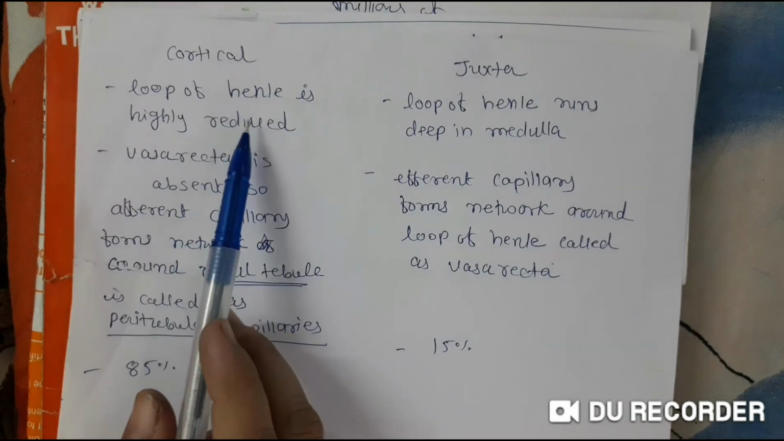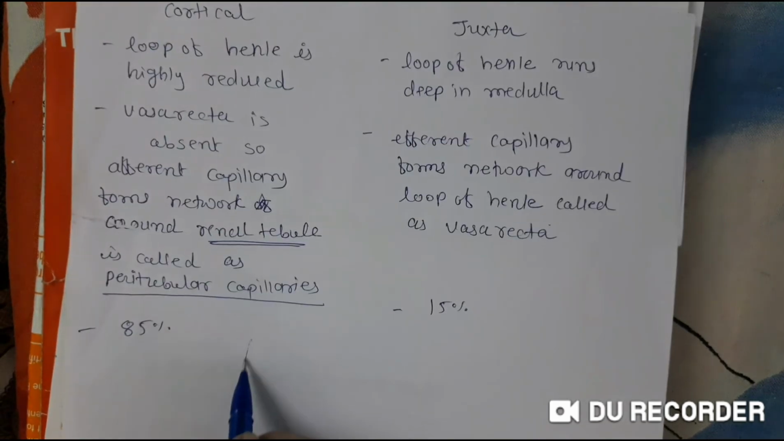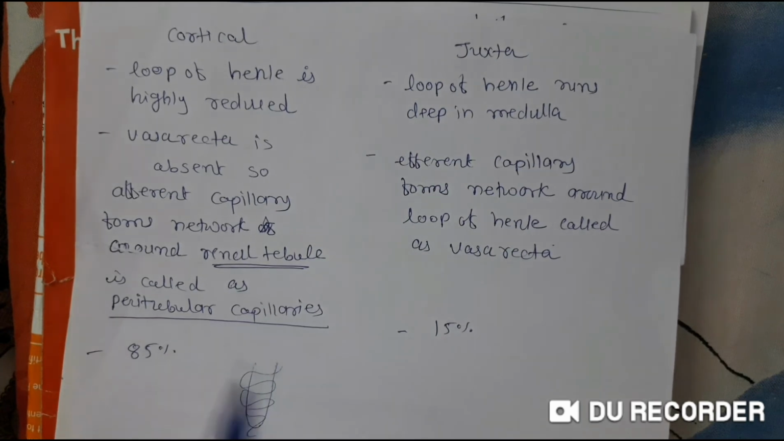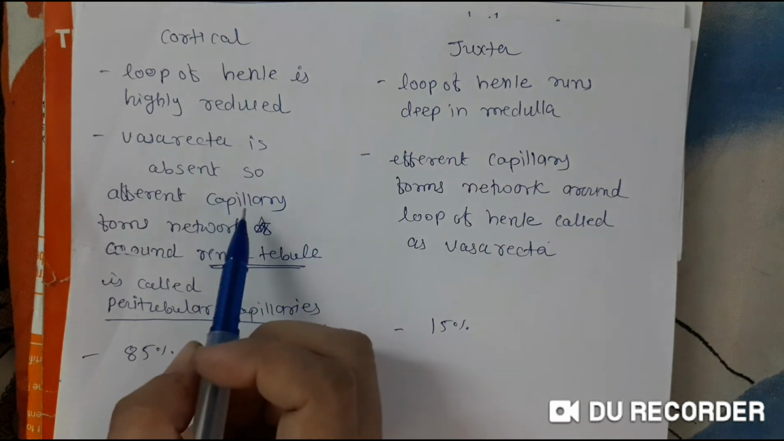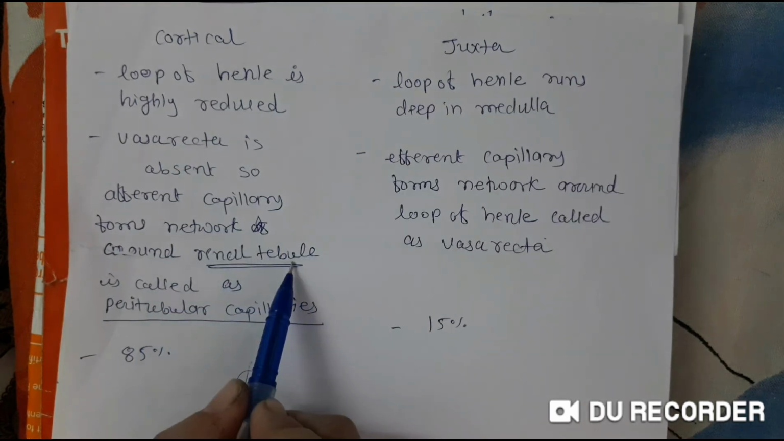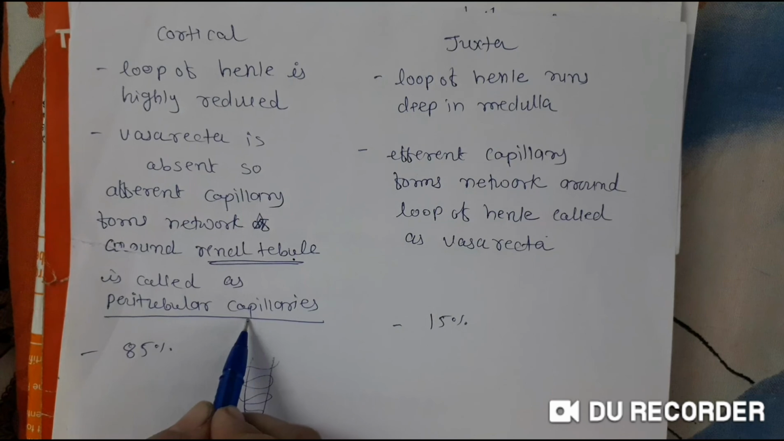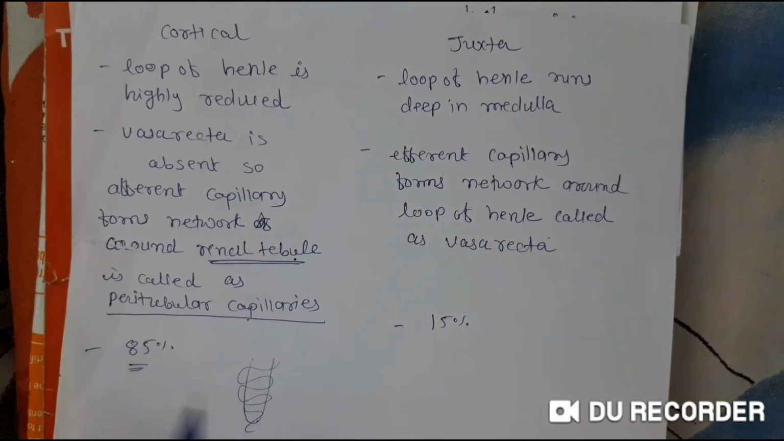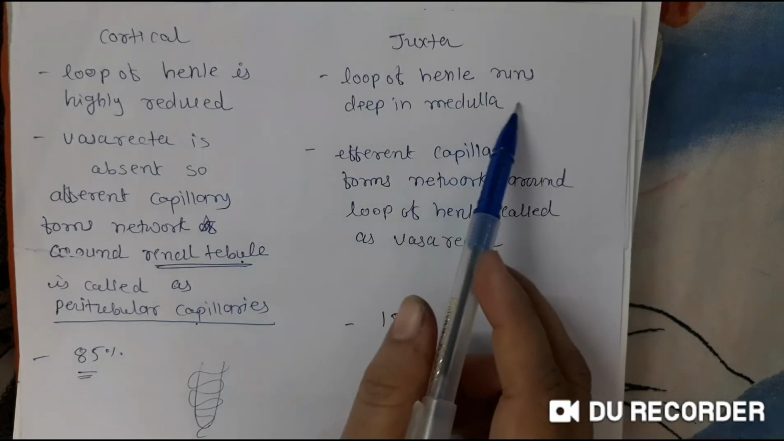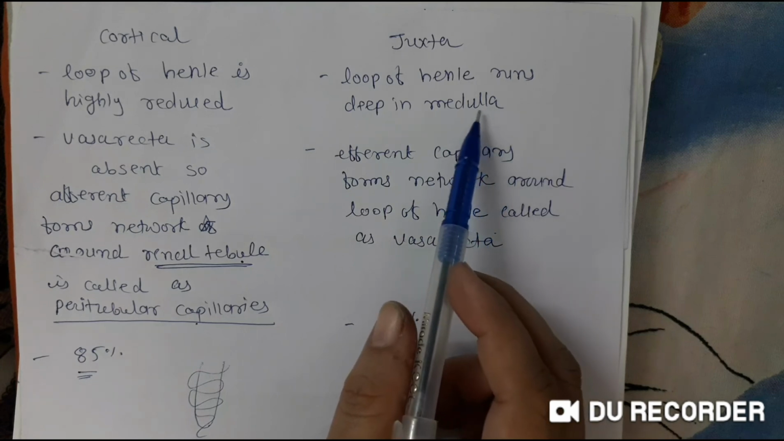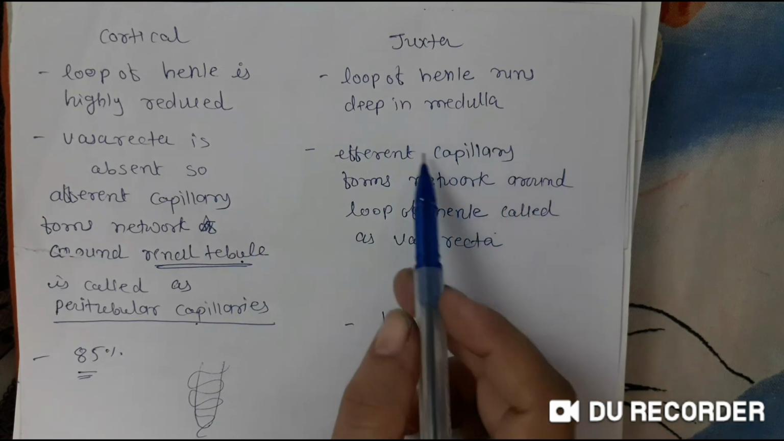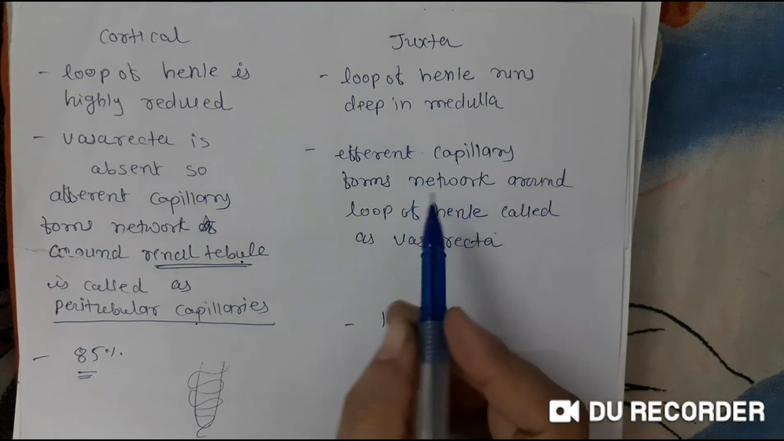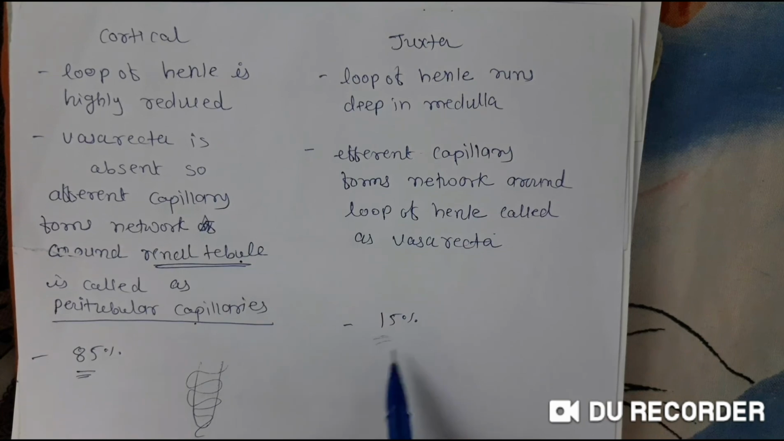See, vasa recta is the network of capillaries around the loop of Henle. Here the loop of Henle is not there, so vasa recta is not formed. Instead those capillaries form a network around the renal tubule called the peritubular capillaries. It is about 85%. Here the loop of Henle is well developed, so it runs deep inside the medulla, so vasa recta is present, and it is almost 50%.